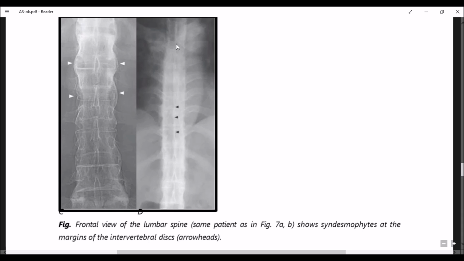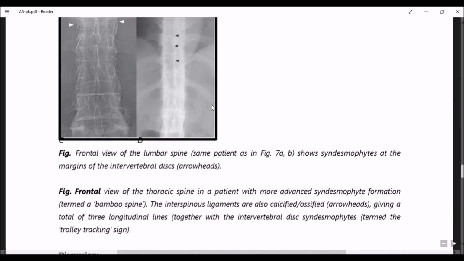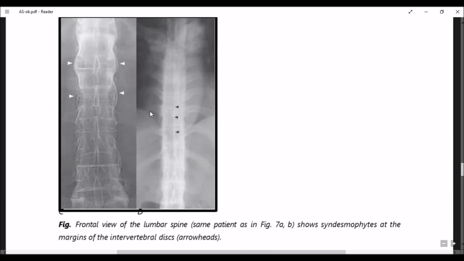So same thing, you see the intervertebral disc, the margins having syndesmophytes. More advanced syndesmophyte formation termed the bamboo spine. Yes, it is a bamboo spine. The spinous ligaments are also calcified and ossified, giving a total circle of the three longitudinal lines together. Then the trolley track sign, another point. So this is a very typical feature of ankylosing spondylitis.